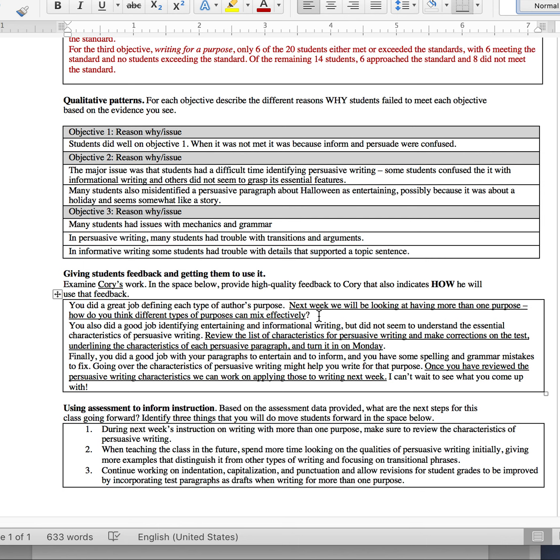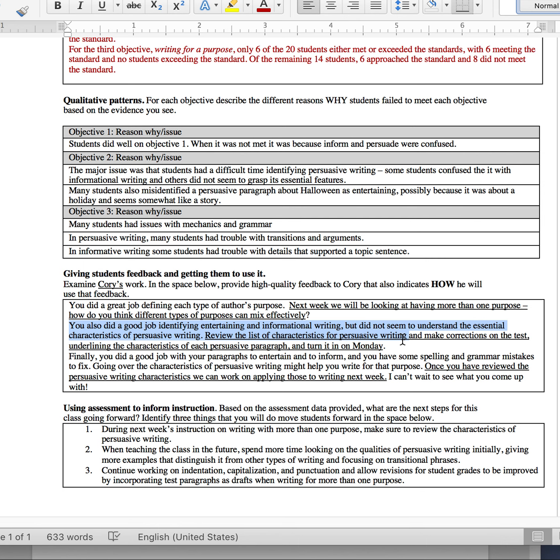And so I'm saying in the future, we're going to expand on this idea. Anyway, that's the natural extension. And I'm asking him to think about or consider how different types of purposes can mix in an effective way. In other words, when I'm being persuasive, should I also be entertaining, or should I be more informational, or should I combine all three, right? That leads to the second one.